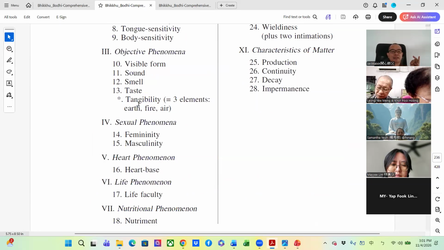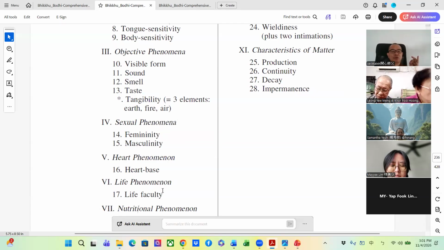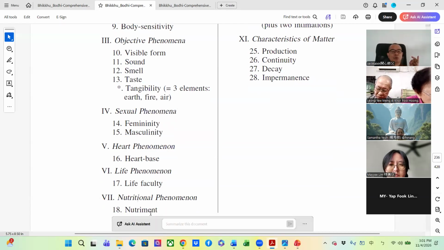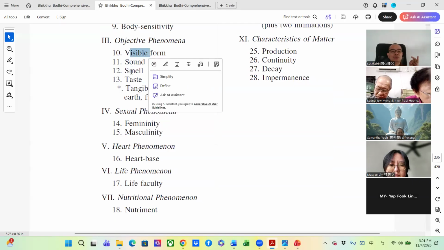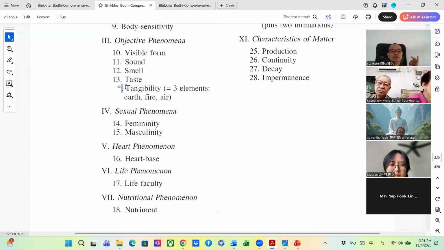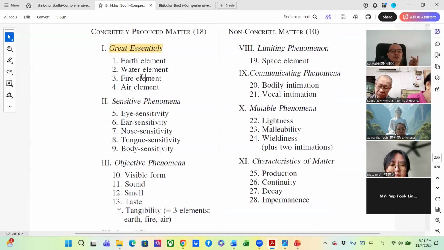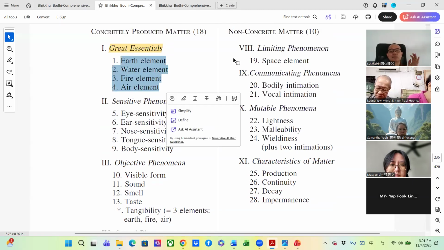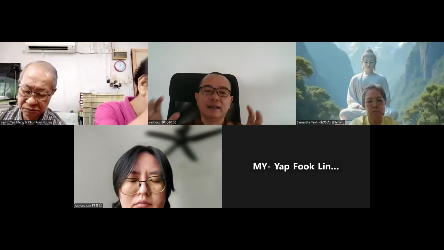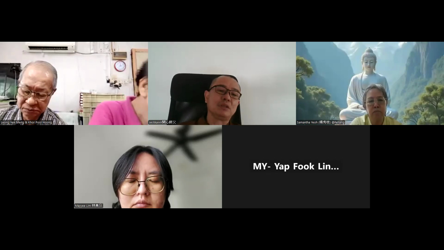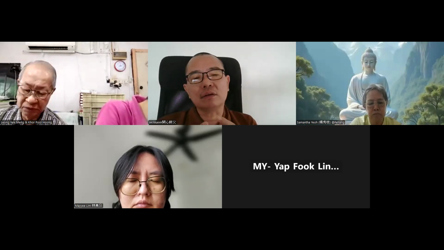Color, smell, and taste. You see here? Color, smell, and the taste. And one more is the life, the nutrient. Okay, nutrient. So we got four here, 1, 2, 3, 4, and the other four here. So they are considered the most fundamental thing in the kalapa. As we know, how do we understand?